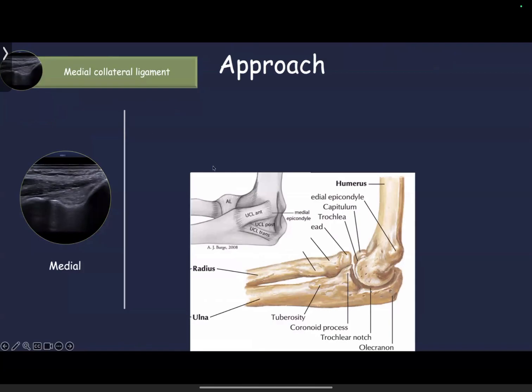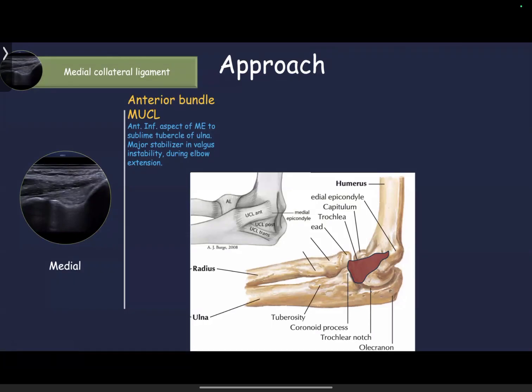There are ligaments on the medial side. We have the medial collateral ligament. It has three bundles. You have an anterior bundle which runs from the anteroinferior aspect of the medial epicondyle to the sublime tubercle of the ulna. It is a major stabilizer in valgus instability during elbow extension.